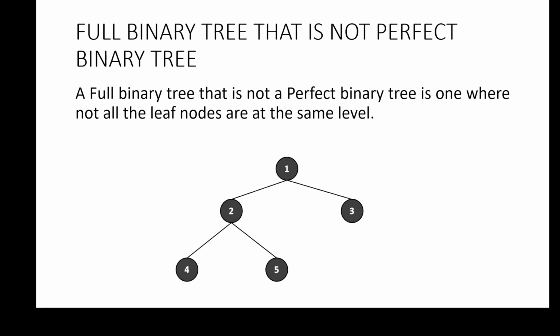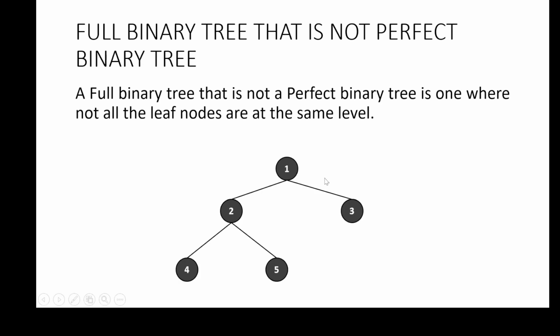But if you look at the definition of a perfect binary tree, it says that all the internal nodes should have 2 children and all the leaf nodes should be at the same level. Now, internal nodes. Node 1 has 2 children, 2 and 3. 2 has 2 children, 4 and 5. Now, look at the leaf nodes. Leaf nodes are 4, 5 and 3. We see that 4 and 5 are at level 3, whereas 3 is at level 1. So hence we can say that this is not a perfect binary tree.